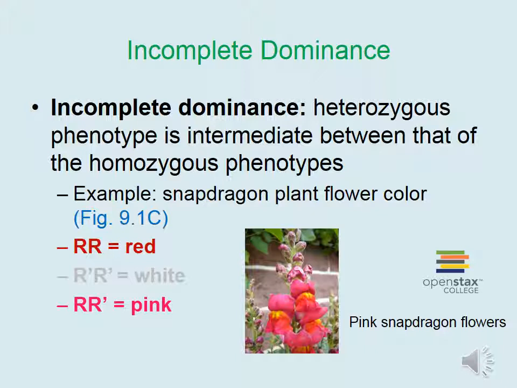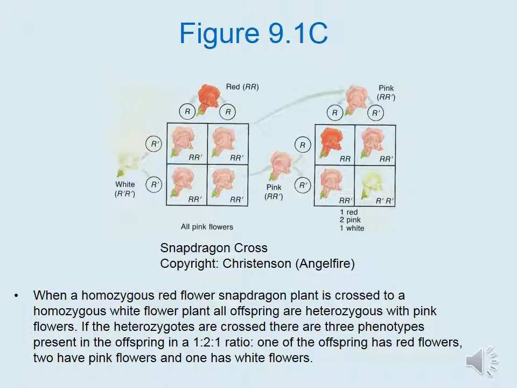Take a look at how the genotypes are written. Despite the fact that the letter R is used, this does not mean that red is dominant. There's no lowercase letter to indicate a recessive allele. Instead, an R without an apostrophe refers to the red allele, while an R with an apostrophe refers to the white allele.